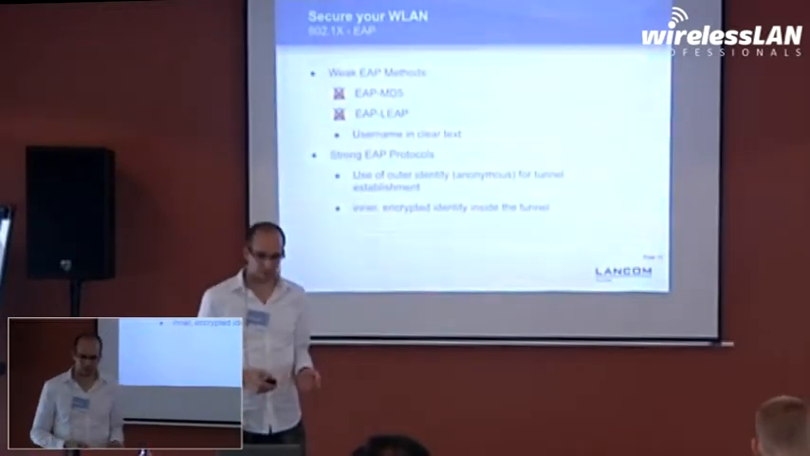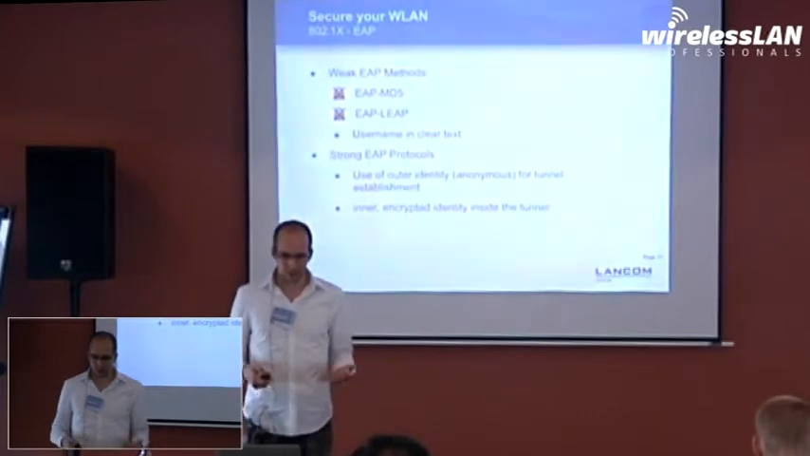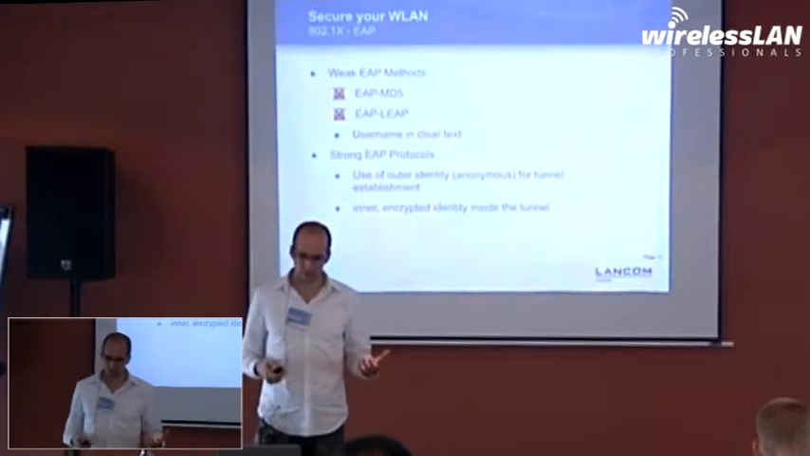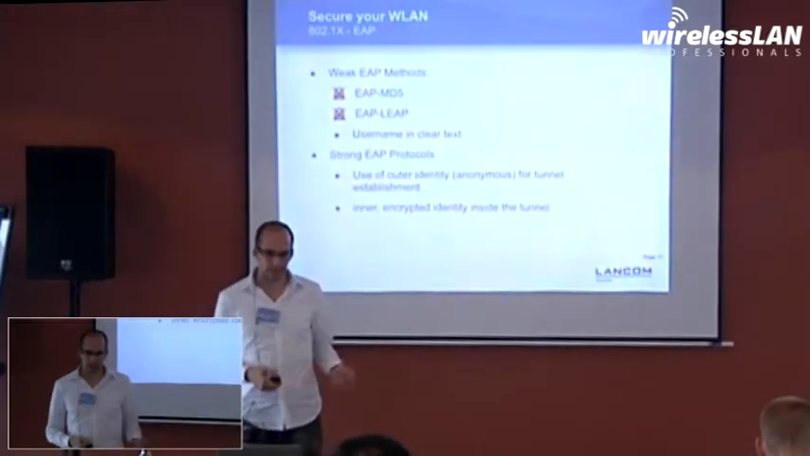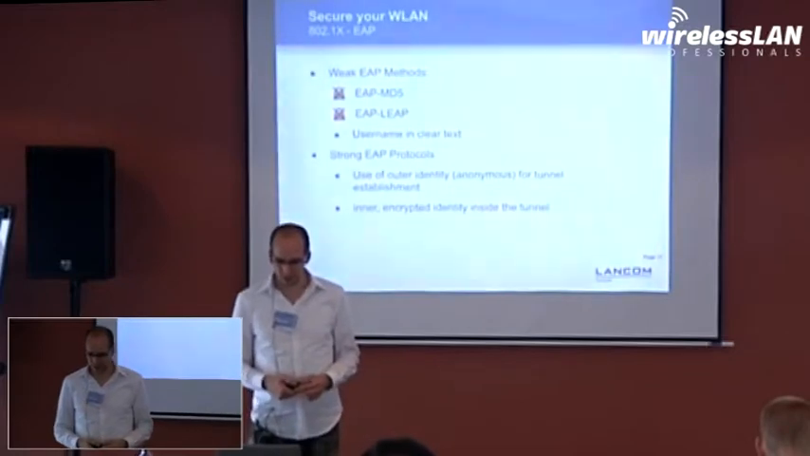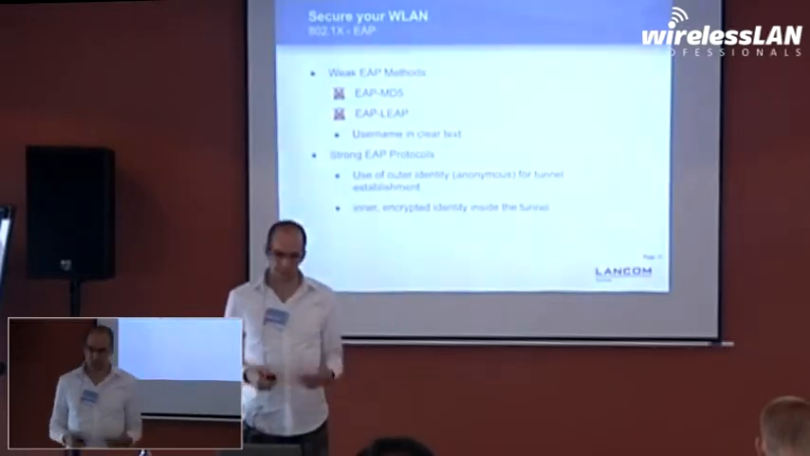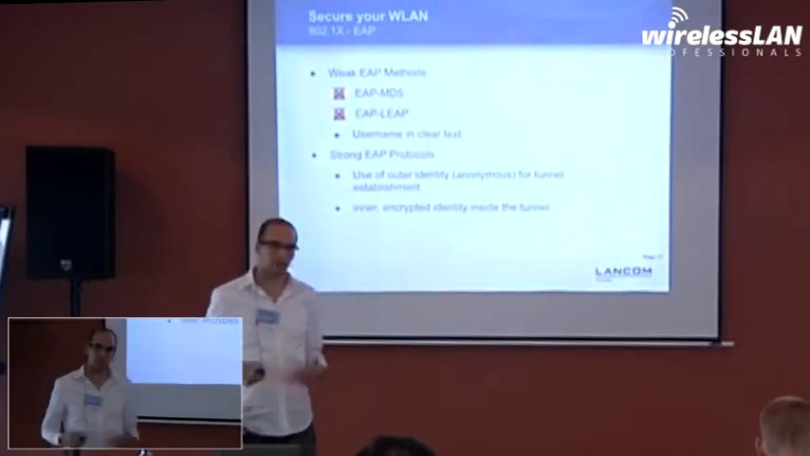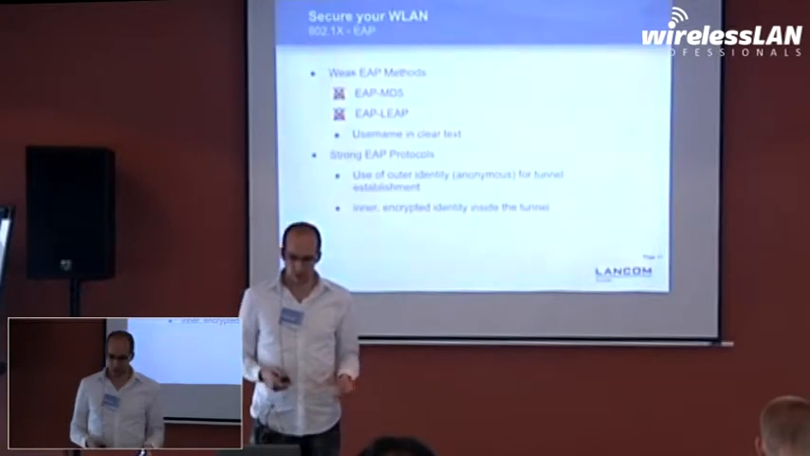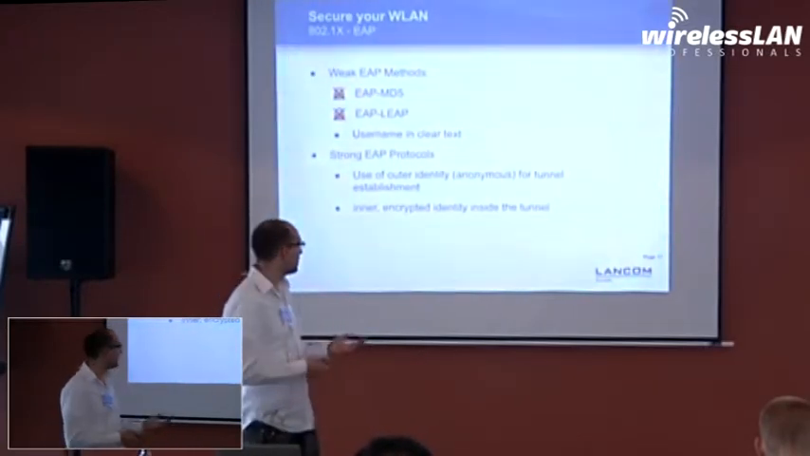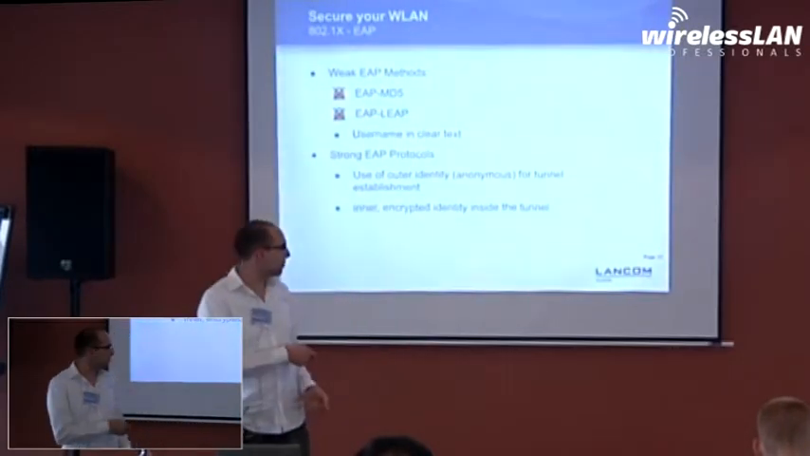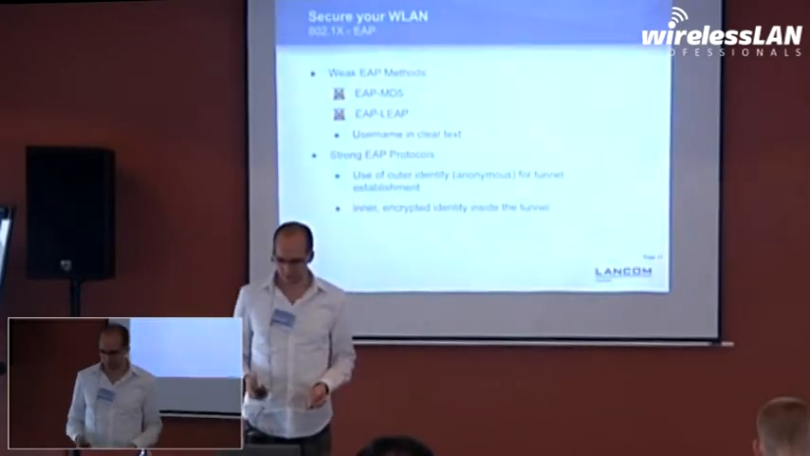There are also some weak EAP methods out there, EAP-MD5, EAP-LEAP, which usually transmit the username in clear text, so everybody who's taking out a laptop and sniffing around can get the username and start hacking the password. What does a strong EAP protocol mean? Well, they use two kinds of identity, an outer identity and an inner identity. The outer identity is mainly called anonymous, or you can basically configure whatever you want. But the real username is afterwards transmitted inside an encrypted tunnel.